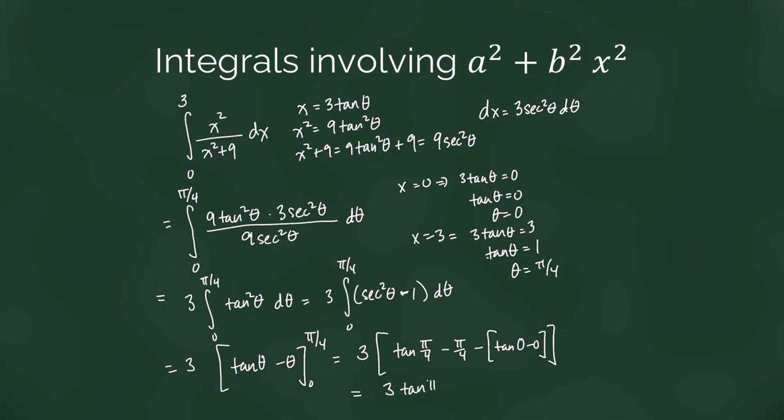So we have 3 tan pi over 4 minus 3 pi over 4. The tangent of 0 is 0. And the tangent of pi over 4 is 1, so we end up with 3 minus 3 pi over 4 as our final answer.